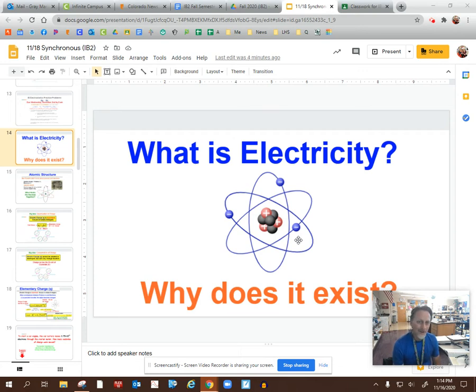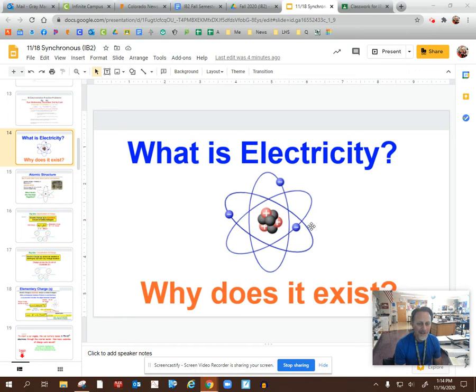So we're going to be doing a lesson right now on electricity. I'm just going to use this time to go through the main ideas and show you what's going on with static electricity. All right, so what is electricity? Why does it exist? This is when I would normally have you break out in some discussions and talk about what's going on with electricity here.